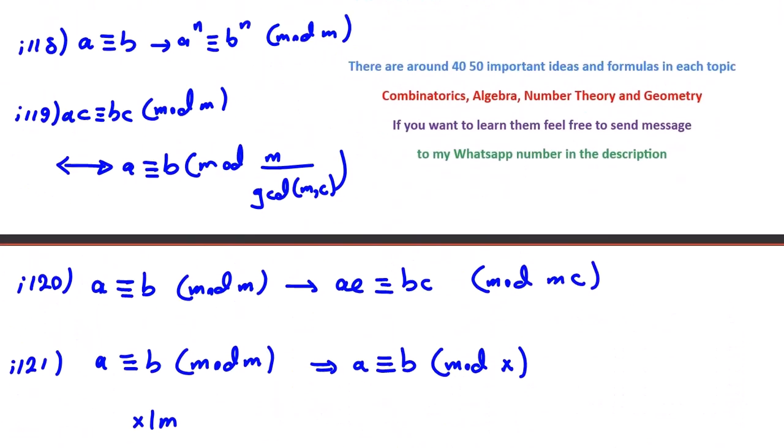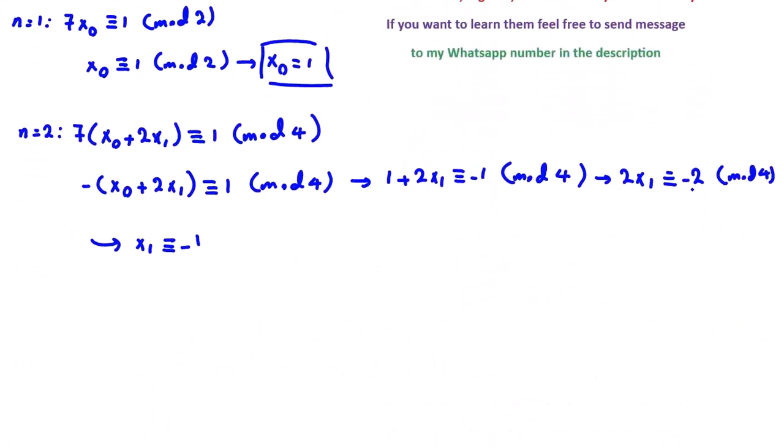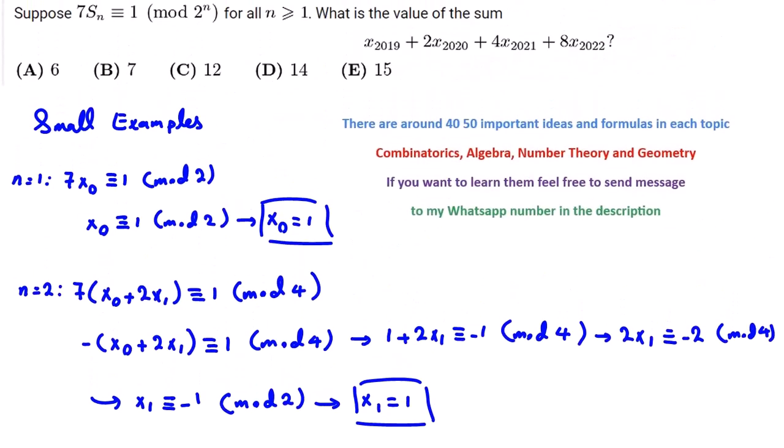I told you in division, when AC is congruent to BC mod M, if we divide by C, then we should divide M by GCD of M and C. GCD of 4 and 2 here is 2. So we can say mod 4 over 2, which is 2. So x1 is negative 1 mod 2, and because the xi's are 0 or 1, x1 is 1. Okay, so we found x0 and x1. Try to do the same thing to find, for example, x2, x3, x4, and find the pattern. Okay, try the rest on your own.